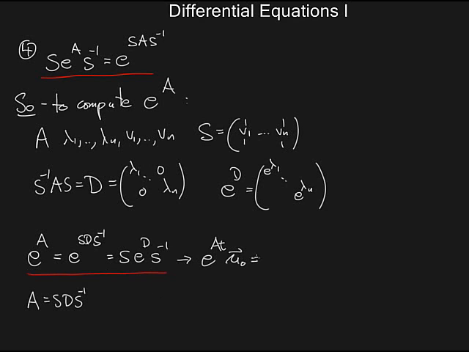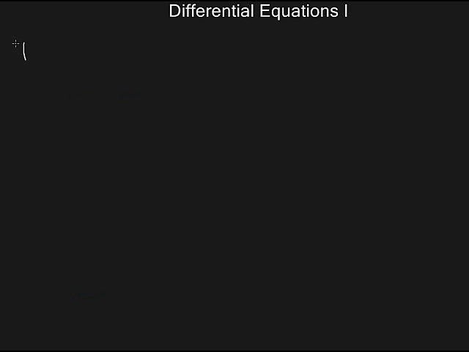And we also conclude that e to the At, if you just put the t in there, and this vector u naught, is S e to the Dt S inverse u naught. And this is just like something we did in the setting of difference equations. All right, so that's all preparation for the big theorem from this section.